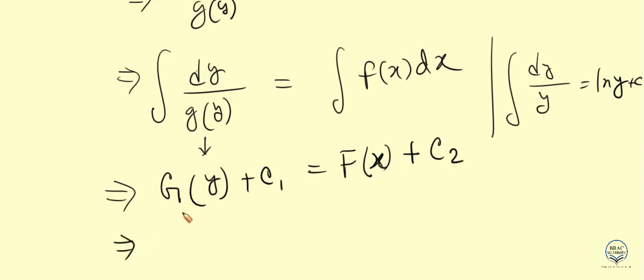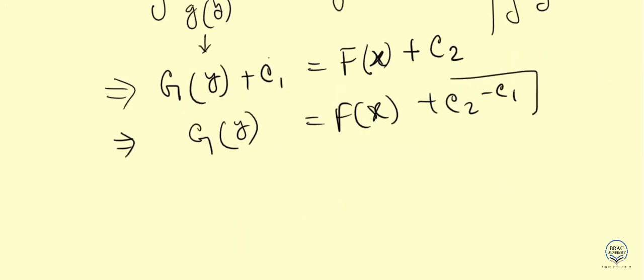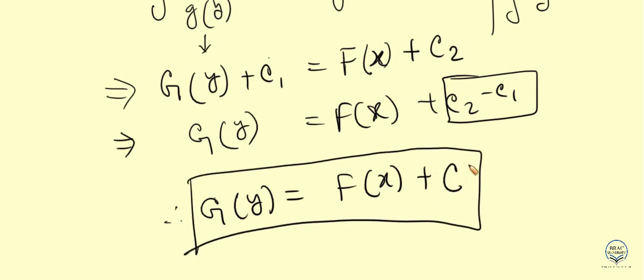And now we can simplify these things a bit more, taking this c1 over to c2. So let's write G of y equals F of x plus c2 minus c1. But this linear combination of constants will also give us a constant. So finally you can write the most general form of the solution that is coming from a separable equation like this, where c is an arbitrary constant that is determined by the initial or the boundary conditions, and this G of y and this F of x will come from integration.